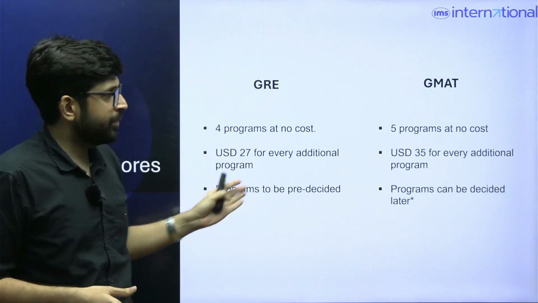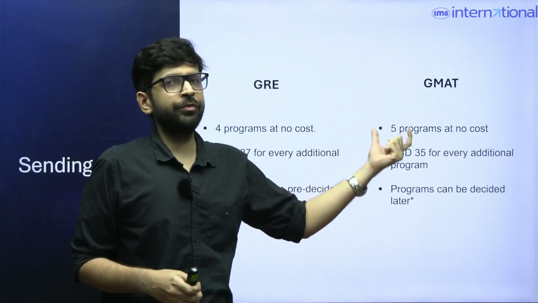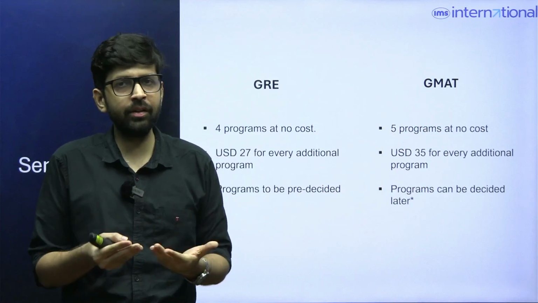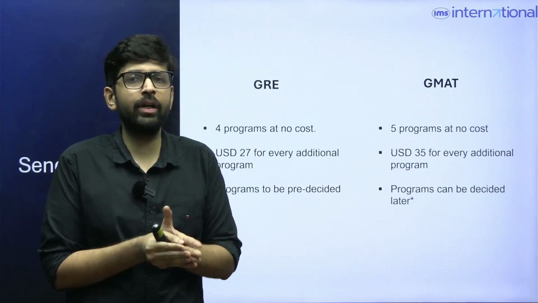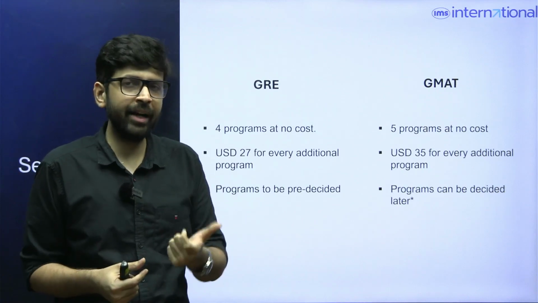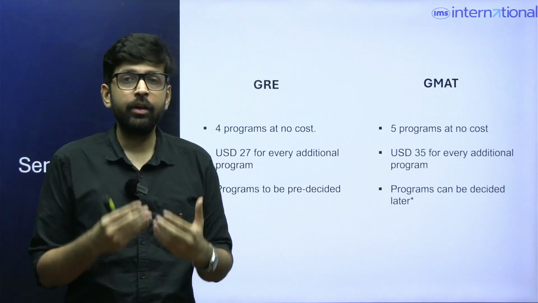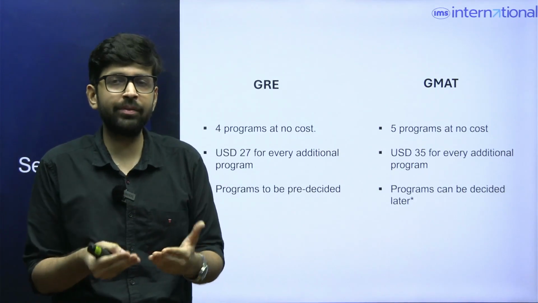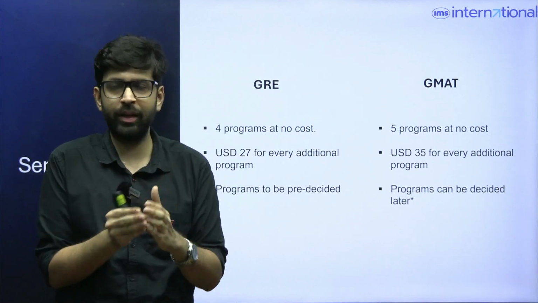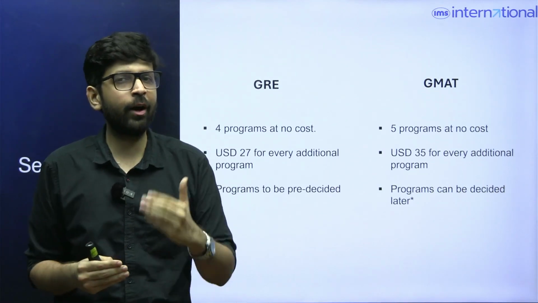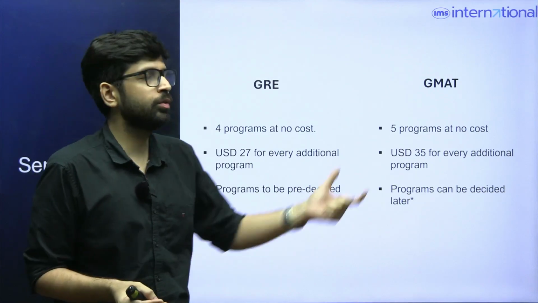Now, the same thing for GMAT. There's a slight advantage over here. You get to choose 5 programs at no cost. Who sends this? Not ETS. ETS is for GRE. For GMAT, the conducting body is GMAC. So, that body would be sending your scores to 5 different programs, and you get to choose those 5 programs at a later stage. I mean, as soon as your exam gets over, you get your unofficial score. Once your official score comes, that is when you have to choose these 5 programs.